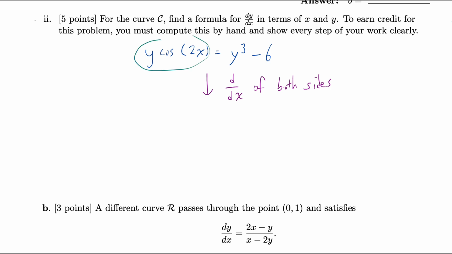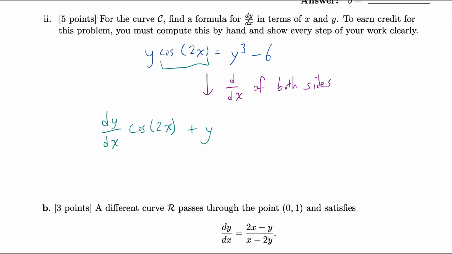Let's see what happens to the left side and the right side. On the left-hand side, we have a product of two things, y and cosine of 2x, so we can use the product rule. We start by differentiating the one on the left. When I differentiate y with respect to x, that by definition gets us dy/dx. That's the slope of y with respect to the x variable. And by product rule, we copy cosine of 2x. Then we add the first thing, which is just y, times the derivative of the second thing, the derivative of cosine of 2x.